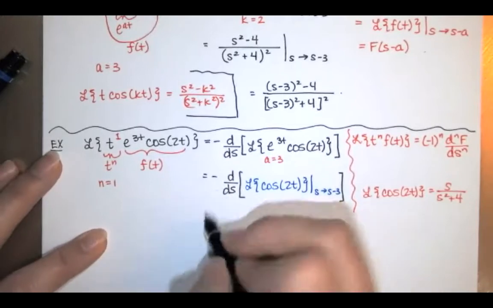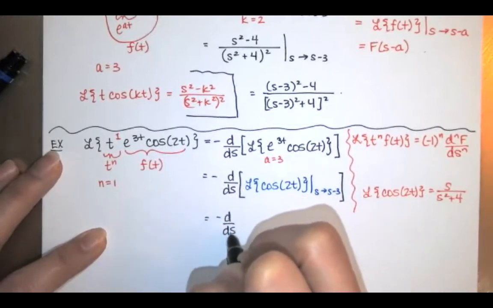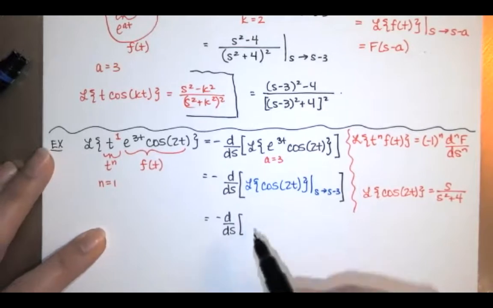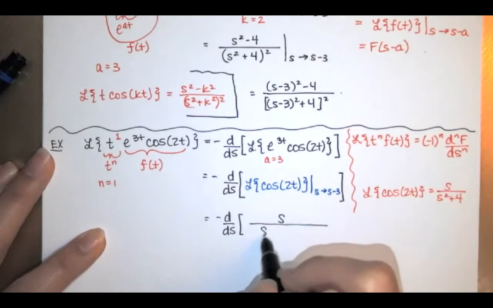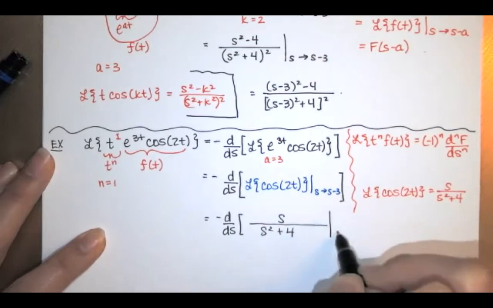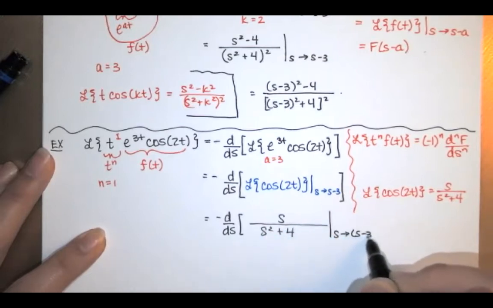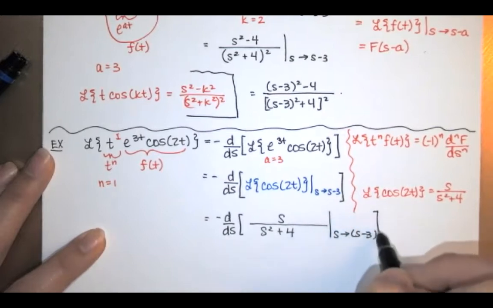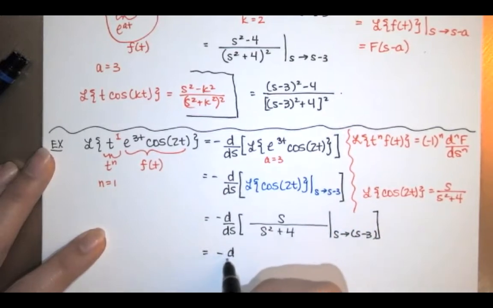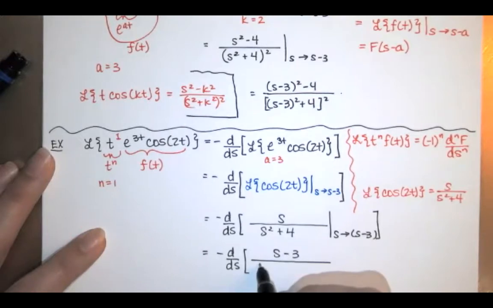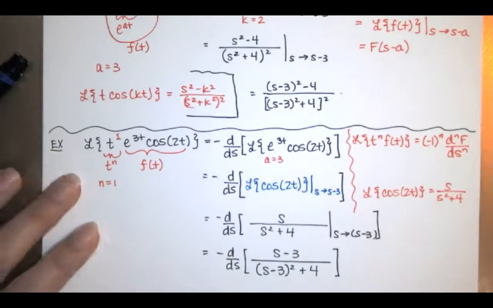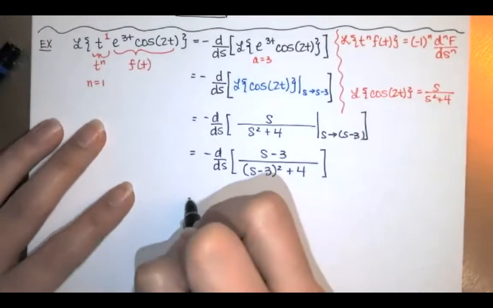So I've got negative 1 times the derivative with respect to s of this. And in our numerator, we're going to have s, and the denominator will have s squared plus 4. But then we replace s with s minus 3. And then we're going to take the derivative of that with respect to s. So the derivative with respect to s of (s minus 3) over ((s minus 3) squared plus 4). Now that requires us to use the quotient rule.